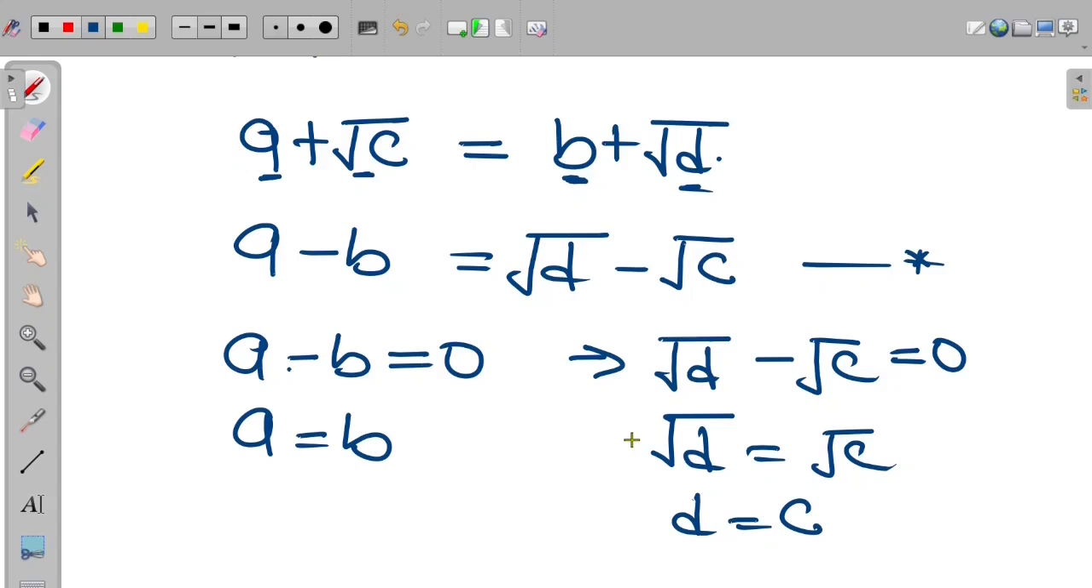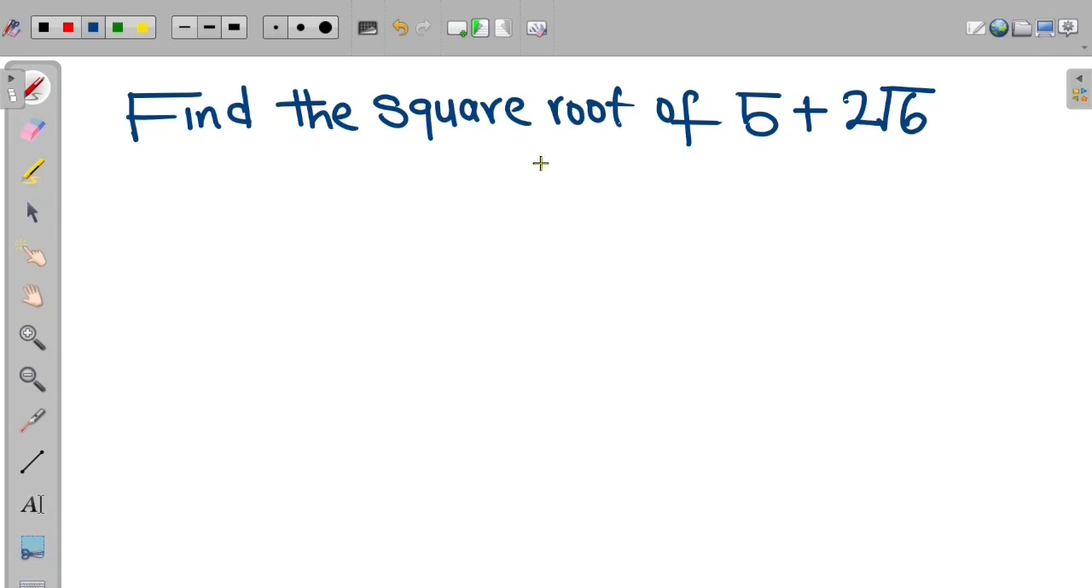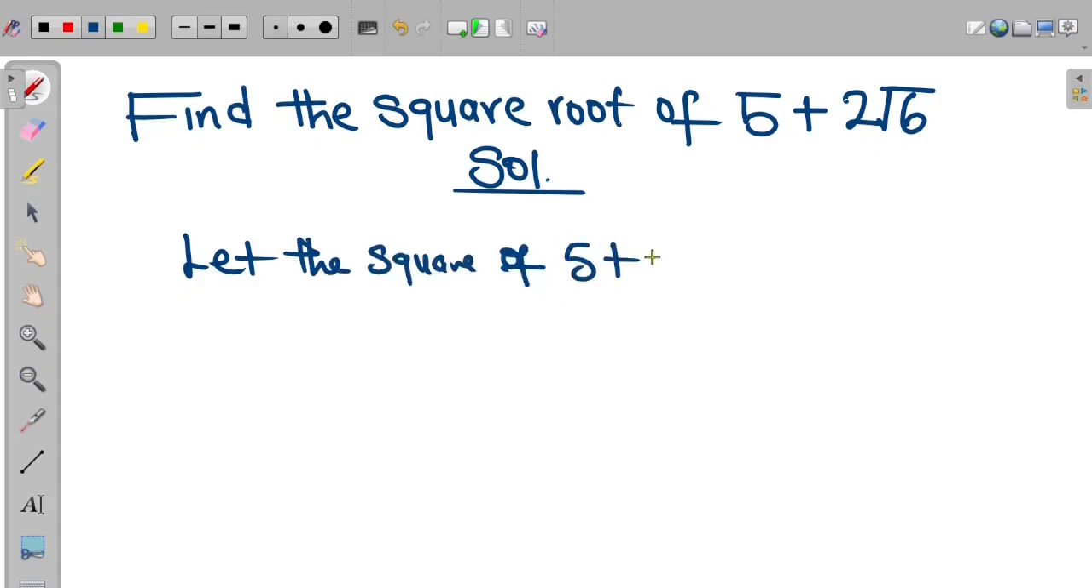So we can use the concept of equality of surds to find the square root of a mixed surd, because irrational parts are independent. Now, let us strengthen this idea with an example. Looking at this question, we are asked to find the square root of 5 plus 2 root 6. The first thing we do is let the square root of 5 plus 2 root 6 be equal to root A plus root B.